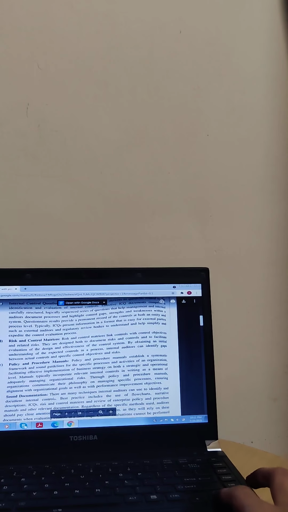Like, what are the policies, what are the guidelines that need to be followed, what are the activities, and how it has to be given in writing. Then how you have to go about working towards the achievement of organization goals, and how you need to achieve your performance improvement objectives. Sixth one is sound documentation.